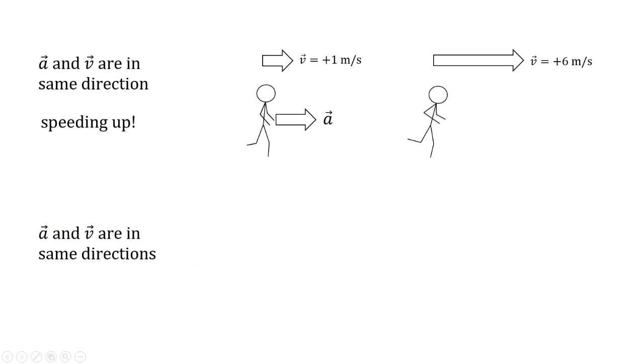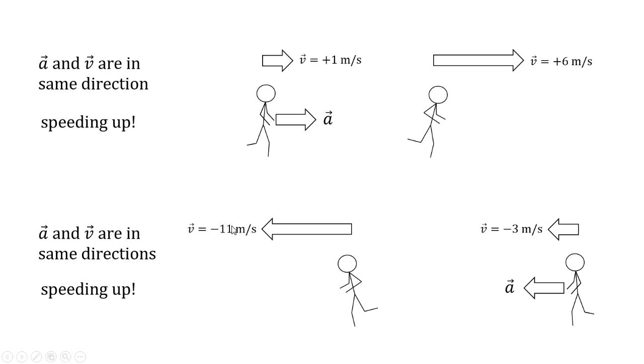Let's say that we've got A and V in the same direction, acceleration and velocity. We expect her to be speeding up, but this time she's going to the left. So her velocity is -3 meters per second. If we give her a push to the left, if she accelerates to the left, then she'll be going faster. 11 meters per second is her speed. So her speed changed from 3 to 11, and when I cite her speed, I take away the negative, because speed can't be negative.